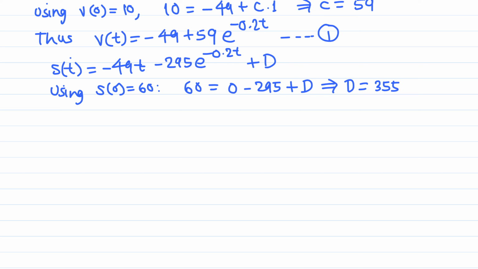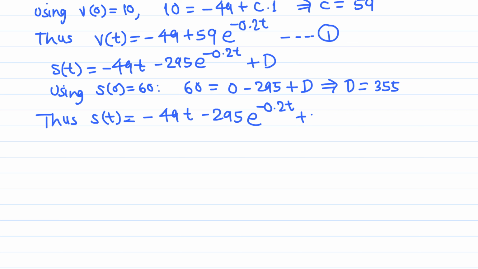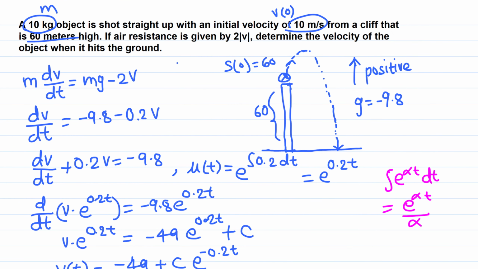Now plug back here, then we get the position or height function at any time t: negative 49t minus 295 e raised to negative 0.2t plus 355. That's equation 2. So using 1 and 2, we can answer any question about this flight and this duration of this object thrown vertically up.